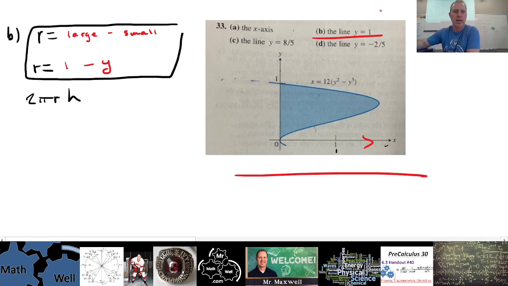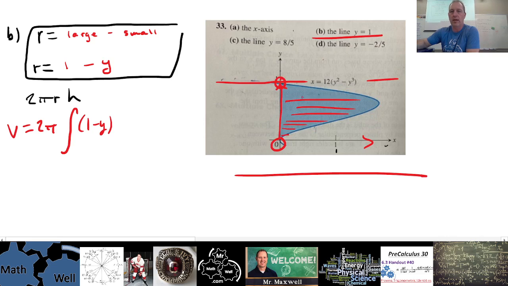We're doing B. So again, volume equals 2 pi times some integral. The radius, well, we just said was going to be 1 minus y. And that's going to be the radius. And we are going to go from 0 to 1. That's where the y values are. That's where the shells are going to be. We start at 0 and we end at 1. That's good. So that's going to be 0 to 1 like before.